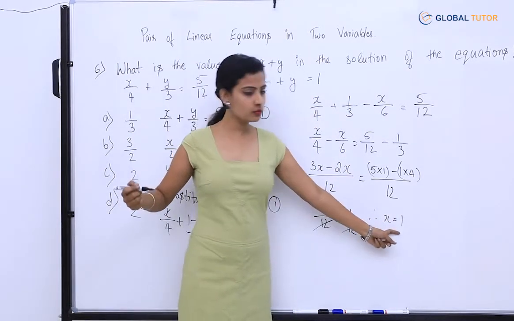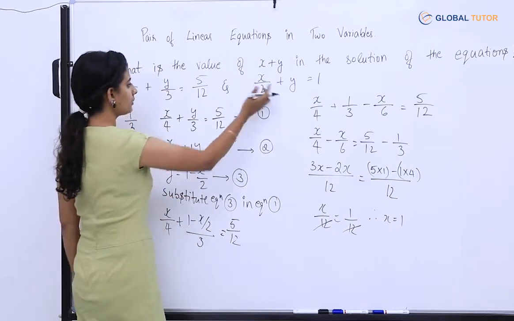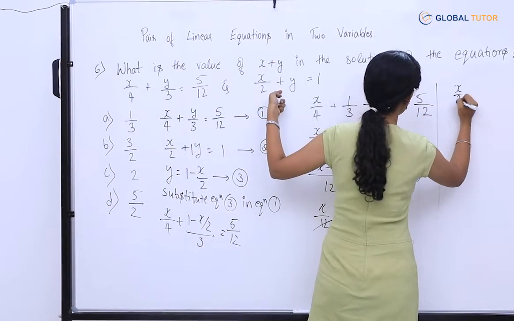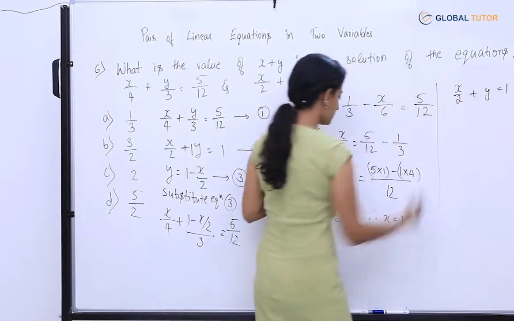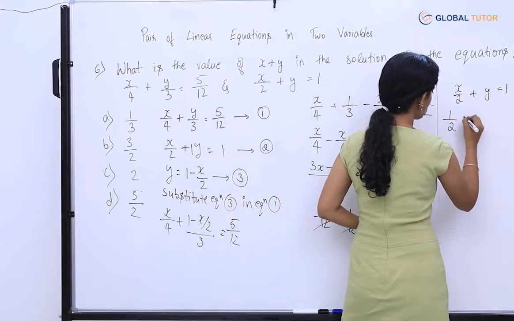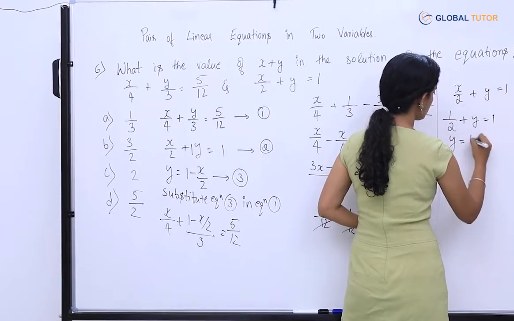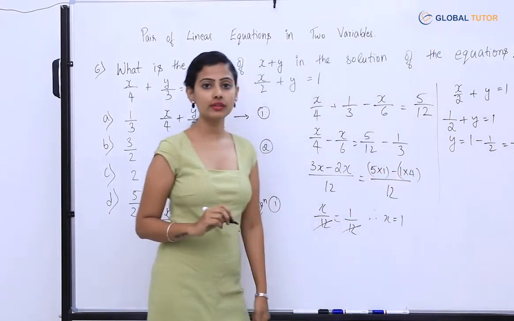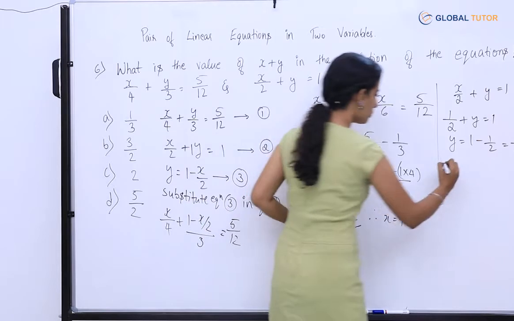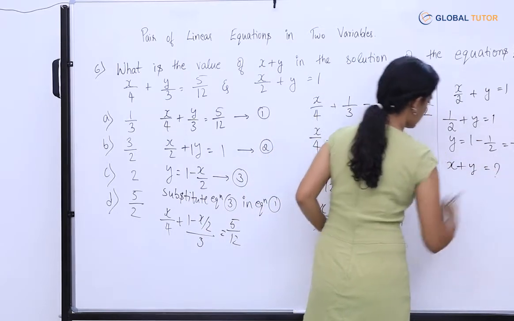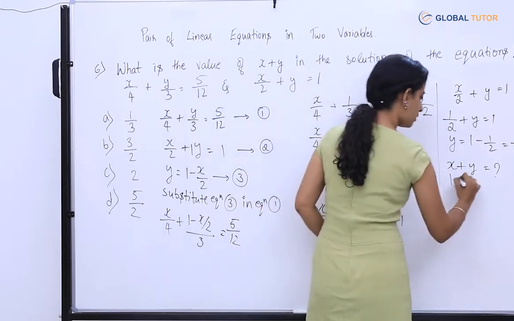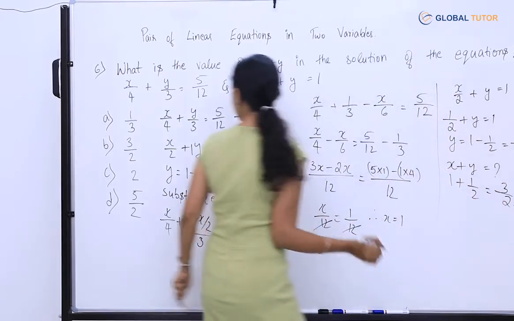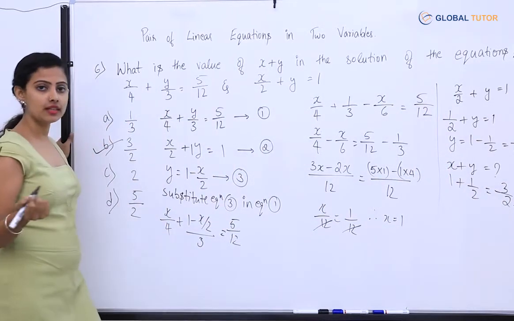We have the value of x, which is 1, which we will replace right now in either of these two equations. Let me consider this. So x by 2 plus y is equal to 1. So here x value is 1. 1 divided by 2 plus y is equal to 1. y is equal to 1 minus 1 by 2, which is 1 by 2. Now what do we have to find out in the question? x plus y. So x plus y is equal to question mark. What is x? 1. What is y? 1 by 2. So 1 plus 1 by 2 is 3 by 2. So here option B is the right answer.